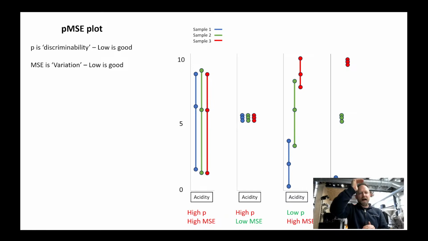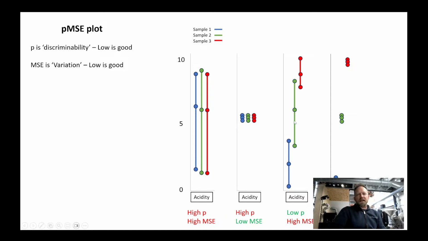And you can also have a high variation, high MSE. The first example here is an example of a high p, which is not good. You want a low one, but also a high variation, which you don't want either. Then the second plot shows a low variation. You can see that's great, but it doesn't seem that the person was able to discriminate the samples based on the descriptor, for example, acidity like here.